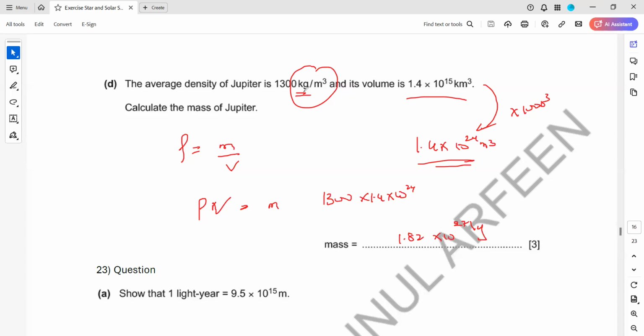So unit conversion is always important. If the density is given in kilogram per meter cube, the volume must be in meter cube. If density was gram per centimeter cube, volume must be in centimeter cube.